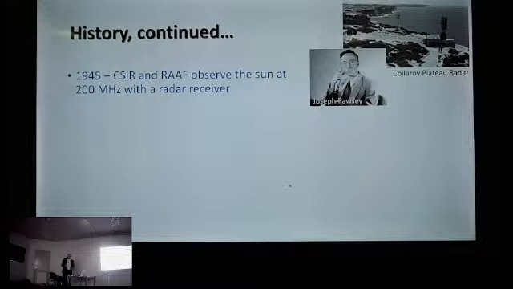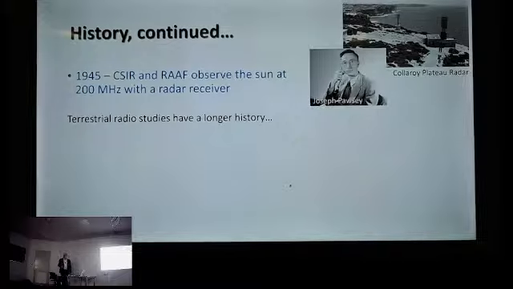And then after that, radio astronomy really took off in Australia. CSIRO had a big presence, and of course the University of Tasmania, who in the late 50s established a strong presence in radio astronomy, which continues today. But I won't go too far into the future, and I'll go back to terrestrial radio emissions.